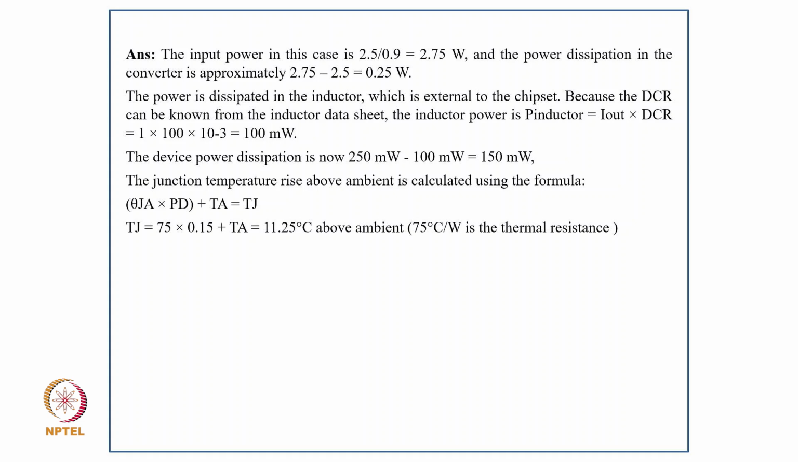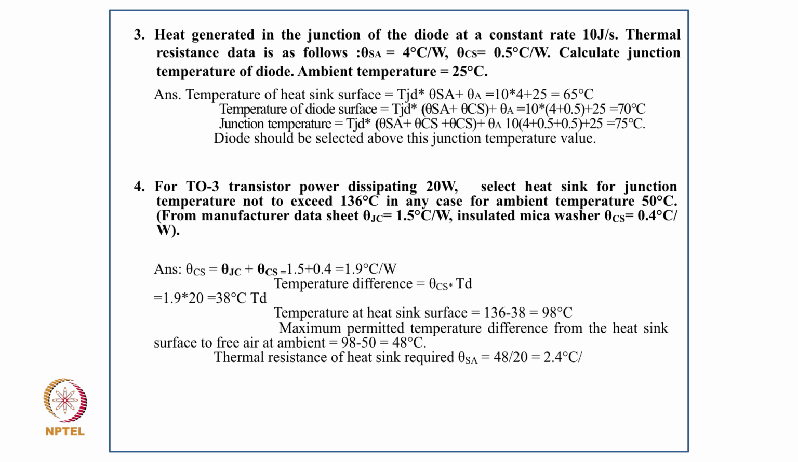So the junction temperature rise above ambient is calculated using the formula theta J times PD plus TA, that is TJ. TJ is calculated from here, it comes to 11.25 degrees Celsius above the ambient, or 75 degrees Celsius per watt in the thermal ratio. Coming to numerical problem 3, heat generated in the junction of a diode at a constant rate of 10 joules per second.